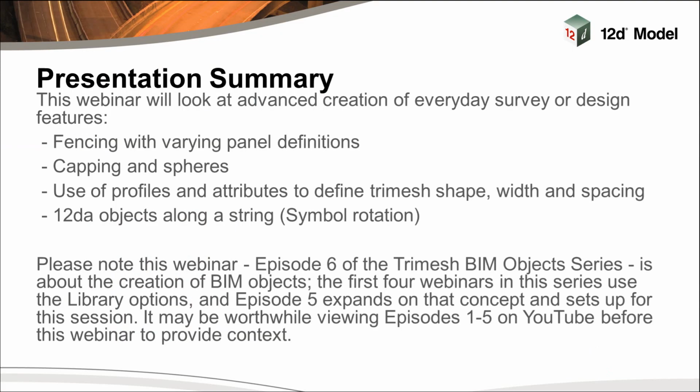Today's presentation, Trimesh BIM Create and Edit Part 2, Advanced, is Episode 6, the final in this series. This webinar will look at advanced creation of everyday survey or design features, so fencing with varying panel definitions, capping and spheres, use of profiles and attributes to define trimesh shape, width and spacing, and 12D objects along a string, and symbol rotation. Please note that the previous webinars from this series aren't required to understand today's presentation, but if you have seen them, you might have a better idea of the context.